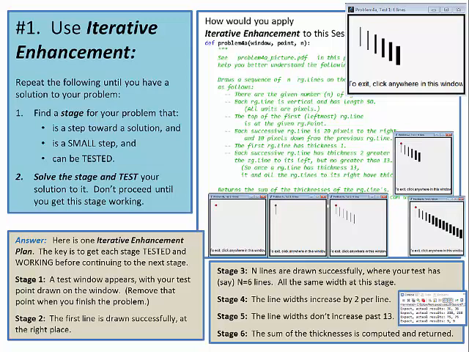I can't emphasize too strongly how critical it is that you use iterative enhancement on every problem that you do. Every problem can have at least a few stages, and you'll find that you'll have much better success finding the mistakes in your program if you work in small stages where you know for each stage just what code you've added and therefore just what code is probably causing the mistake.